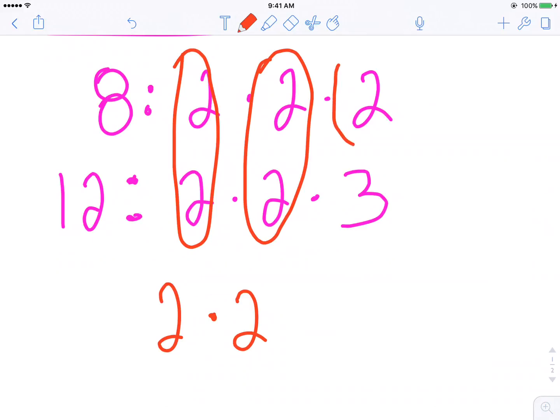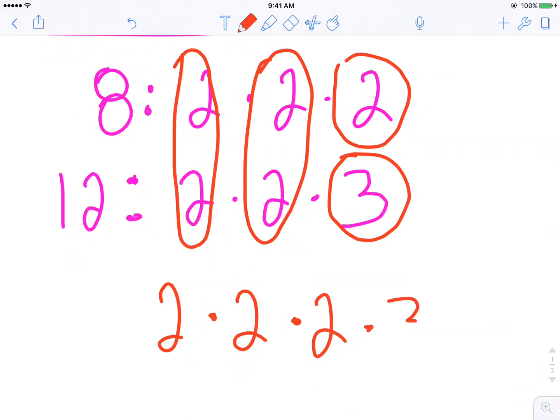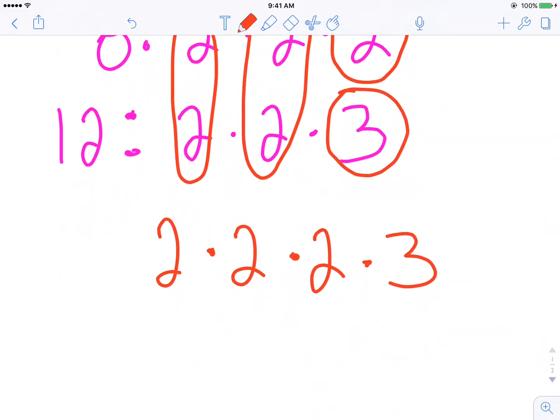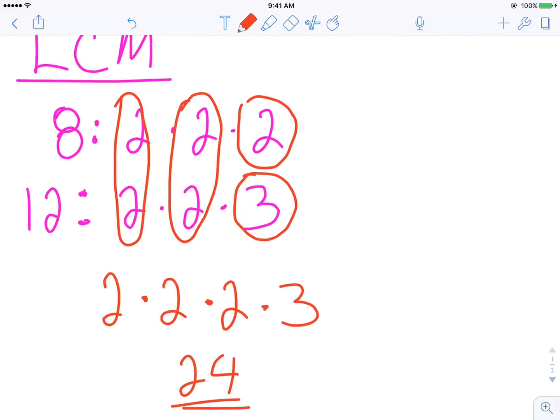And then I also multiply in each of the parts that are left over. So I'm going to multiply in this 2, and I'm going to multiply in this 3. Well, 2 times 2 times 2 times 3 is 24. So my lowest common multiple between 8 and 12 is 24.